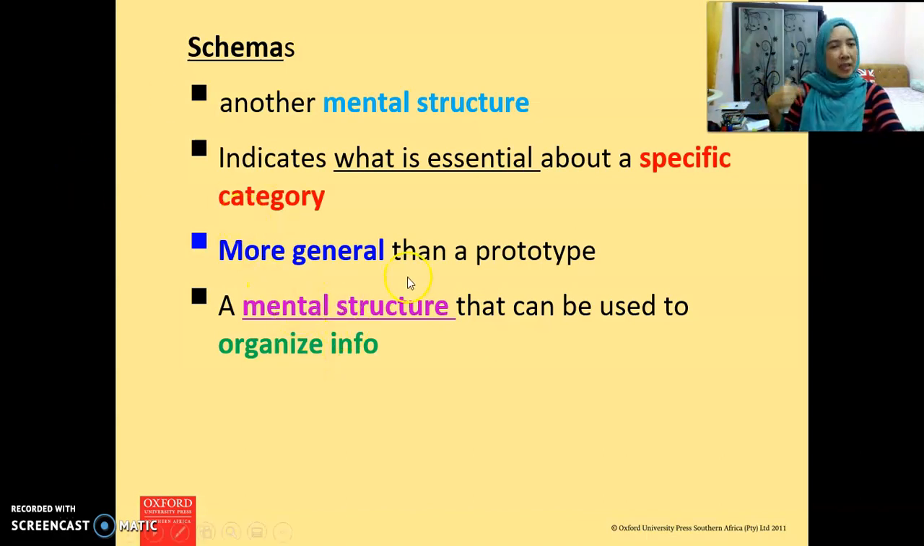Schemas is more general than prototypes. Schemas is also a mental structure like prototypes, but prototype is more specific. Schemas is more general. So schemas is a mental representation that can be used to organize information.